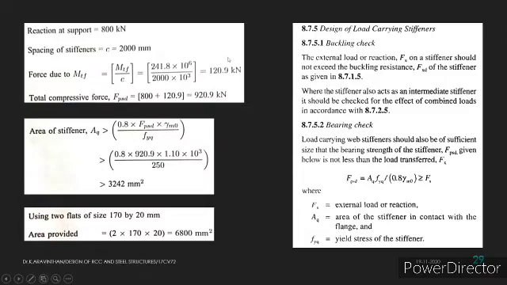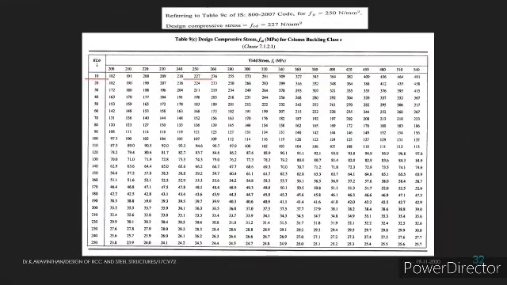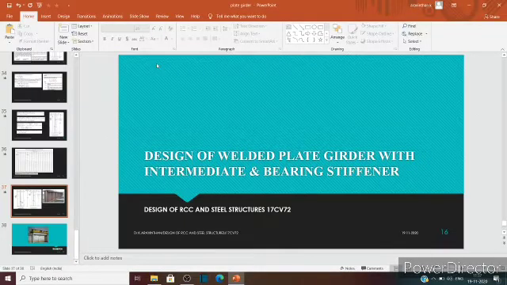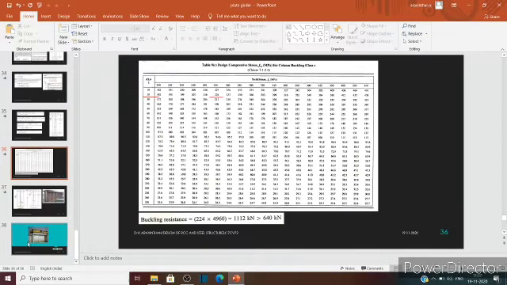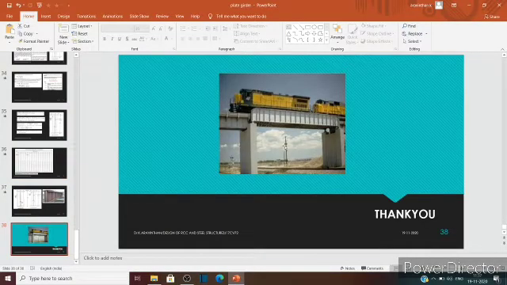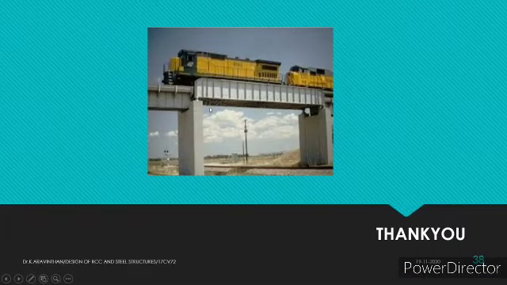Okay, what do you mean by this force? See, you are having a simply supported beam. Due to the load which is acting, what will happen? There will be upward force. Let me go to this slide. Go to the section. See, this is a plate girder. There is load which is acting.